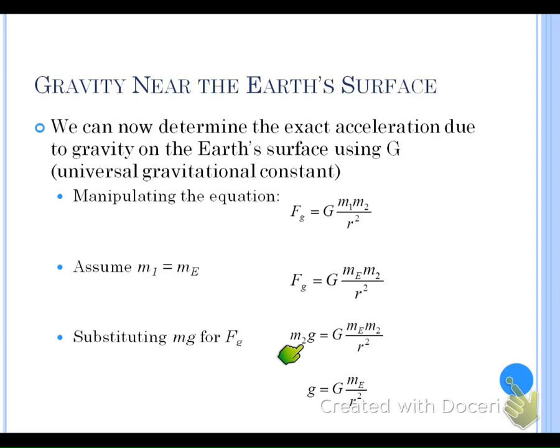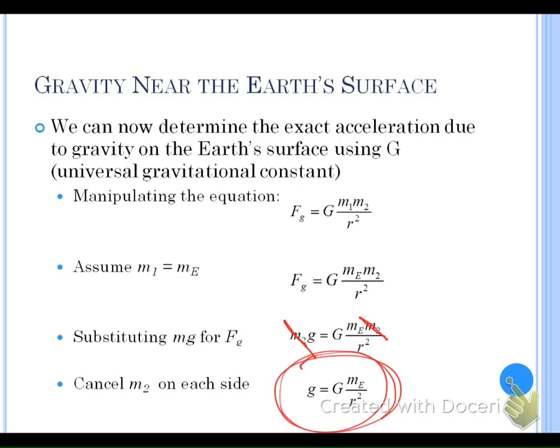The mass that we substitute in here is the mass of the object, not the mass of the Earth. It's the mass of the individual object. And our very last substitution is to cancel m2 on each side. So here we have mass of the object and mass of the object. When we're looking at the acceleration due to gravity on the Earth's surface, we really don't even care what the mass of the object is. We're looking at the acceleration due to gravity at a certain point above the Earth's surface, at a certain radius from the Earth's core. So the mass of the object really doesn't matter. So this is our new equation that we need.